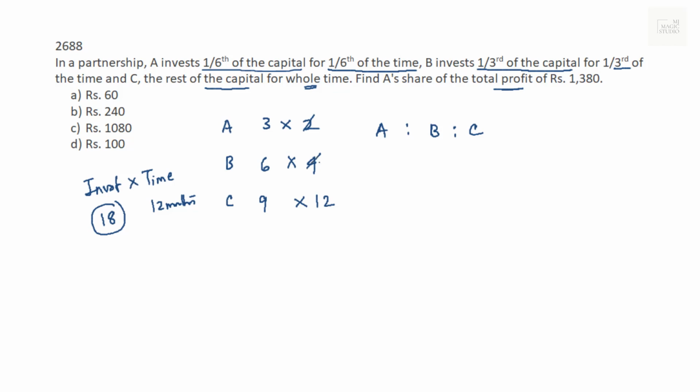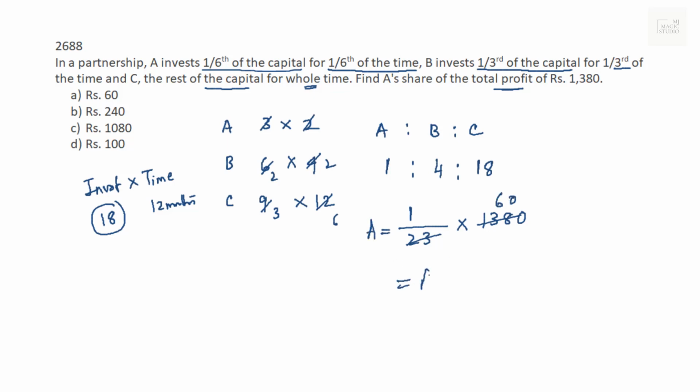So if I take common 2, I'll get this. If I take common 3, I'll get this. So it would be 1 into 1, 1 is to 4 is to 6 into 3 is 18. So what is A's share in the profit of 1380? 1 by 18 plus 5 is 23 into 1380. Now 23 into 6 is 138, 60. So A's share in the profit is rupees 60 at the end.